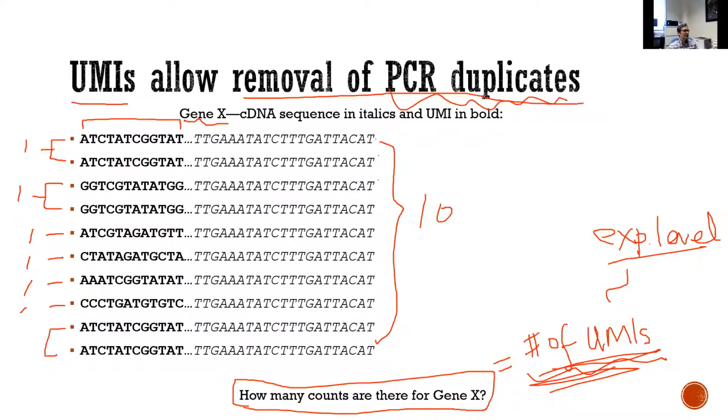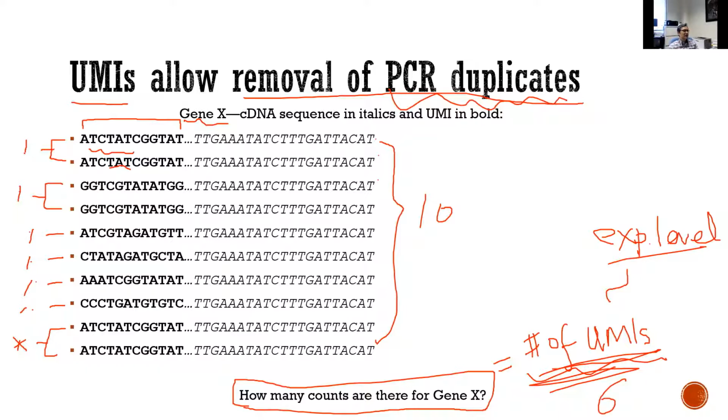They are identical to these two. So we already counted these ones, so we will not count this at all. Okay, not this. So at the end, we have 1, 2, 3, 4, 5, 6. So the number of UMIs for this will be 6.